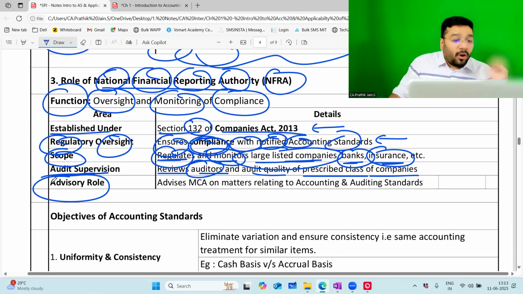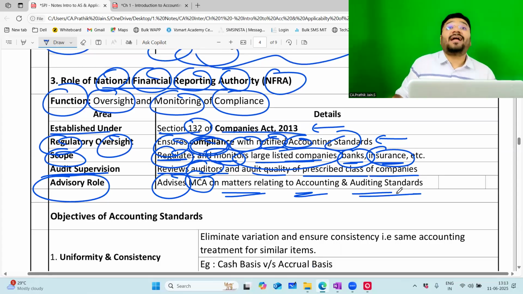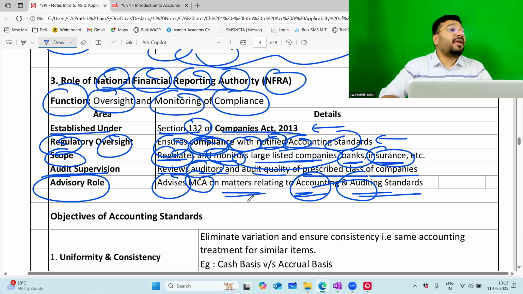Advisory role: they also give advice to MCA on matters relating to accounting and auditing standards. So NFRA is the consultant of MCA. On what matters does MCA consult with NFRA? Accounting standards and auditing standards. Auditing standards you'll study where? In the audit subject, not in final. In inter you'll study, in the subject called auditing.